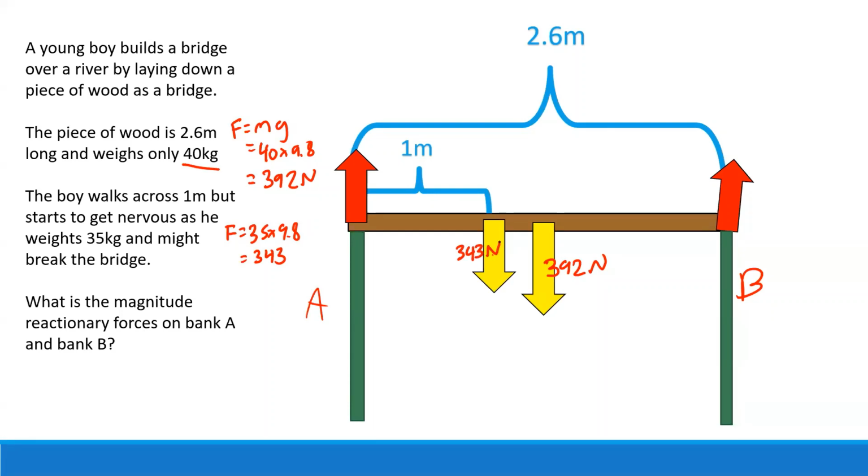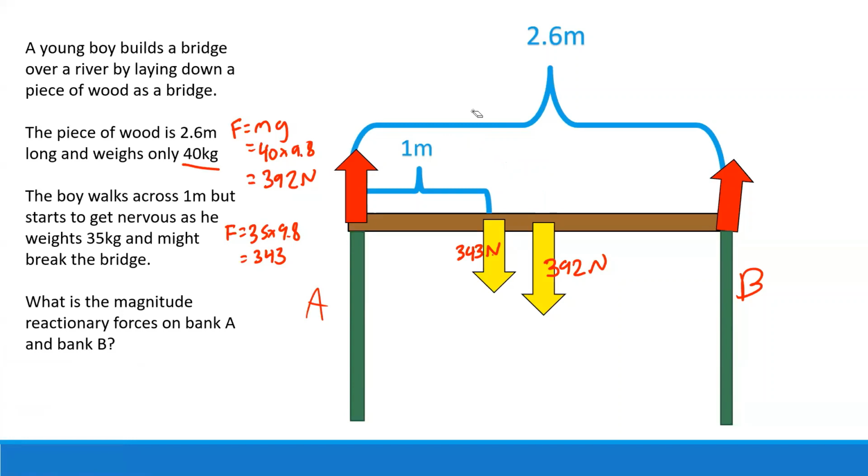343 newtons. Okay. Now we've got one more factor we can put in here. We've got 1 meter being how far the boy walked across, and we've got 2.6 meters being how big the bridge is. But the one thing that we are missing is this distance right here.